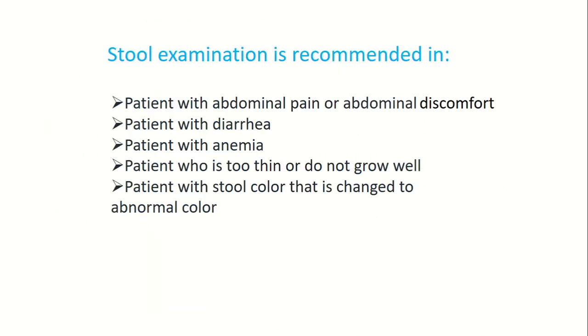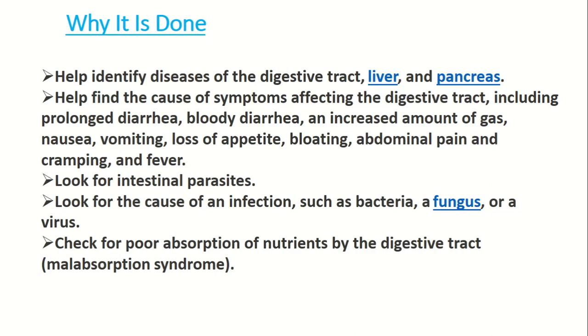Now indications, particularly a patient complaining of pain in the abdomen, abdominal discomfort, having diarrhea, anemia. That is, in spite of giving hematinics, Hb is not going to increase. So in that case, you look for blood in the stool. And sometimes a child who is not growing well, and sometimes red color or some abnormal color stool. These are certain indications of stool examination.